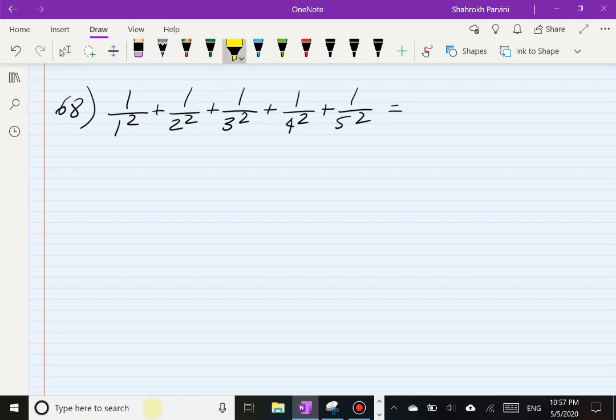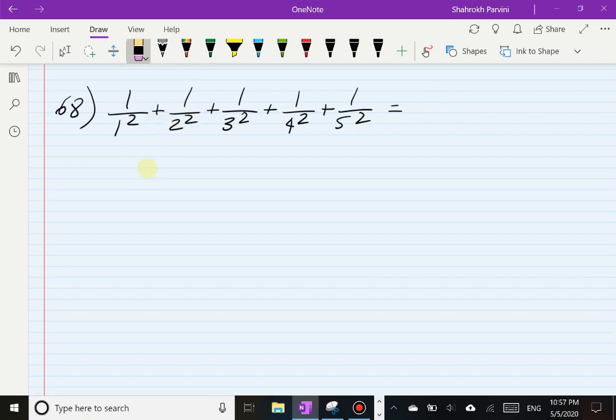Okay. Now, here's the pattern I'm looking at. In the numerator, by the way, there's just one, isn't it? Every time, looking at the numerator, what do we have here? We have 1, 1, 1, 1, 1. So definitely we have 1 in the numerator. In the denominator, everything is squared, squared, squared, squared, squared, right? Now, you go 1, 2, 3, 4, 5. True?